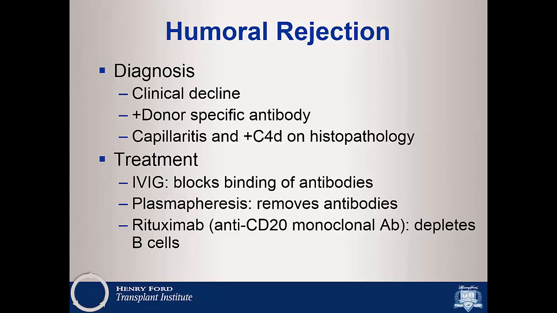The treatment for this is to try to get rid of the preformed antibody. So we use IVIG, which we know blocks antibodies. We use plasmapheresis, and then we follow this treatment with usually a dose of rituximab, which depletes B cells, which make the antibodies. So this is an example of this C4D stain, and this is the kidney control.